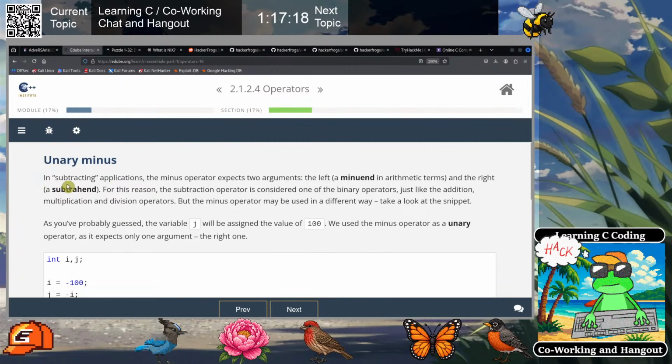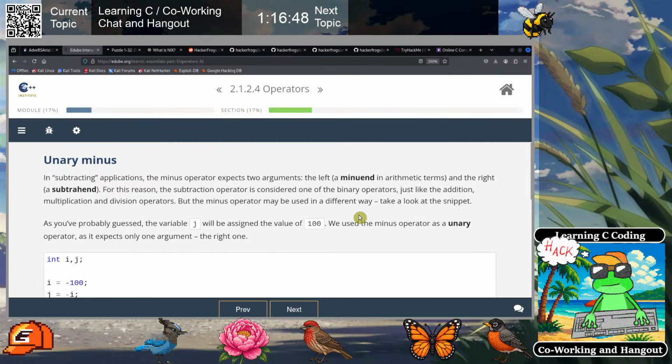Unary minus. In subtracting applications, the minus operator expects two arguments. The left, a minuend? I'm not too sure what this is in arithmetic terms. And the right, a subtrahend. A minuend and a subtrahend. For this reason, the subtracting operation is considered one of the binary operators, just like the addition, multiplication, and division operators. But the minus operator can be used in a different way.